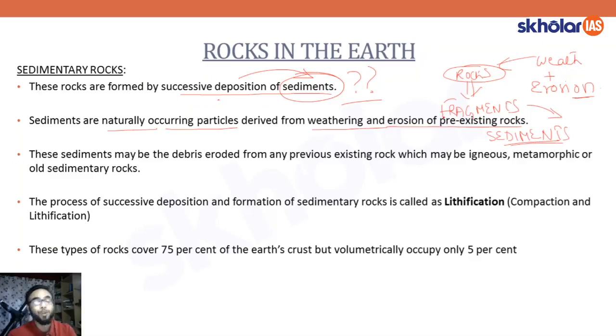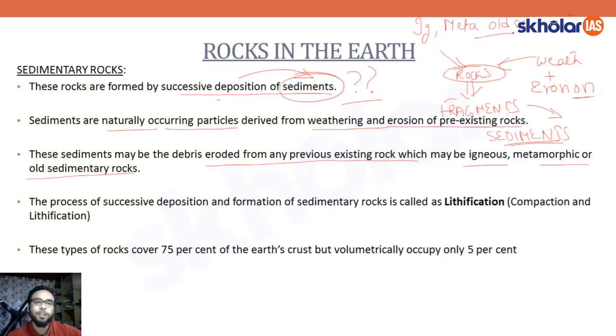And how do we get those rock fragments? We are getting them because weathering and erosion act on the rock, and because of weathering and erosion the rock is broken down into several fragments, and these fragments are called your sediments. Fine. So these sediments may be debris eroded from pre-existing rock, which may be igneous, metamorphic or old sedimentary rock. What does this mean? Now this rock that you see here, what can it be? This can be igneous rock, this can also be metamorphic rock, or this can also be your old sedimentary rock.